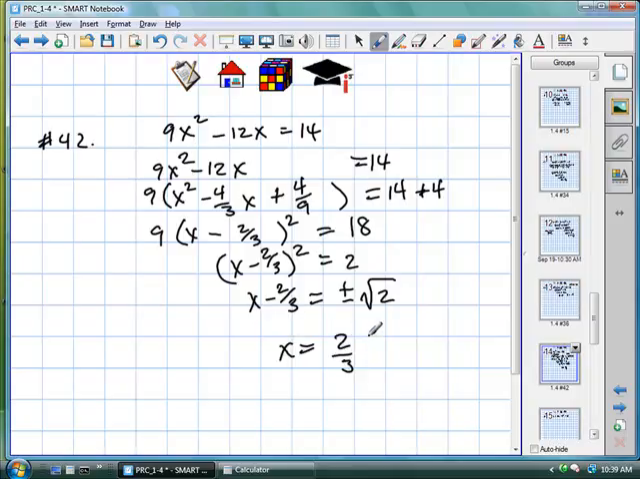And that really is two answers, right? One answer is 2/3 plus the square root of 2. The other answer is 2/3 minus the square root of 2. But you really can't simplify those. So that's a good acceptable way to write the two answers. Okay? Yes?